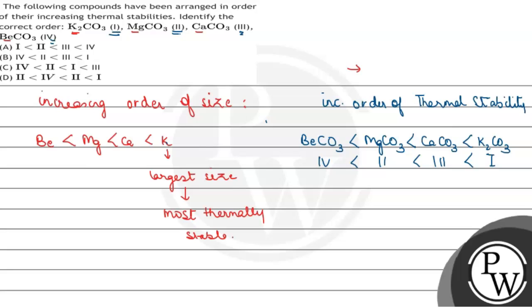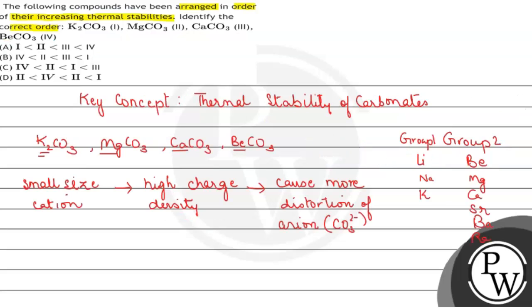ऑप्शंस में देख लेते हैं कि ये ऑर्डर किस ऑप्शन में है. सो इट इज दिस सेकेंड ऑप्शन. So the correct order of increasing thermal stability is fourth, followed by second, third and first. I hope you understood it well.